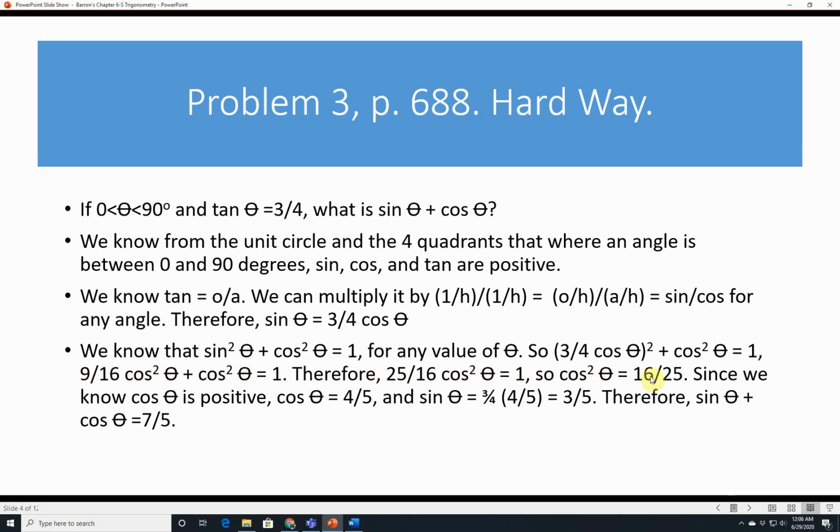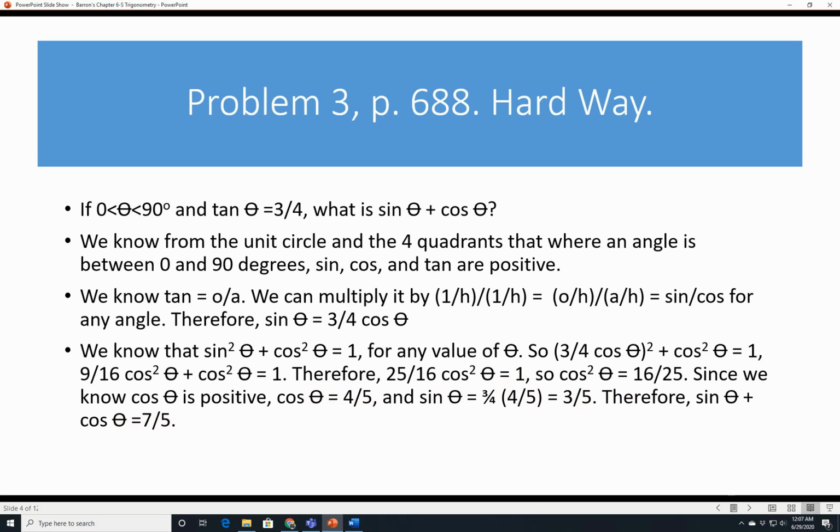So cosine squared theta is 16 over 25. Because we obviously have to divide by 25 over 16 on both sides. Since we know cosine of theta is positive, cosine theta has to be just the square root of 16 over 25, that's 4/5. And sine of theta is 3/4 of 4/5, which is 3/5. Therefore, sine of theta plus cosine theta is 7/5.